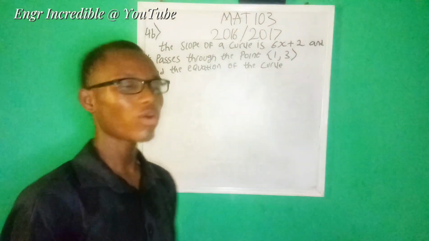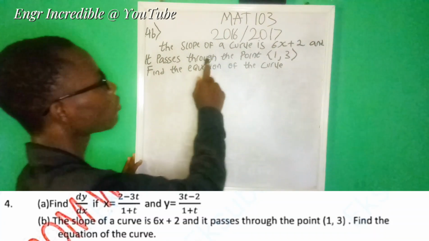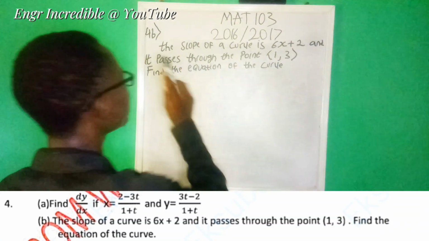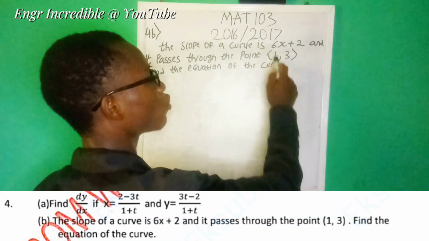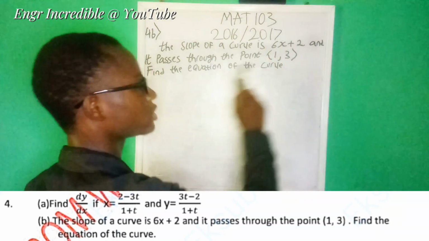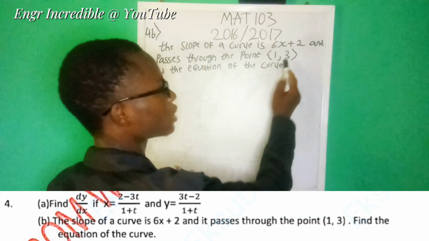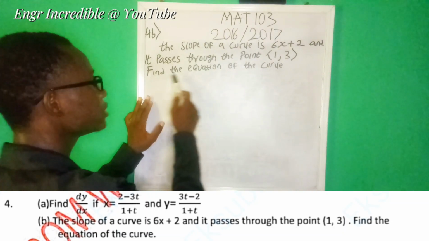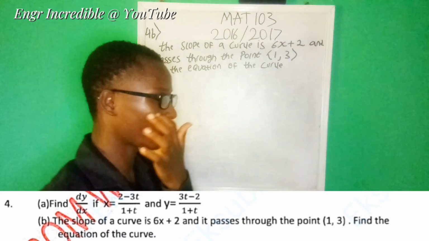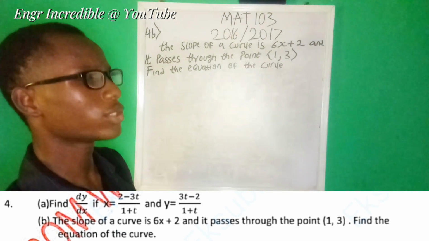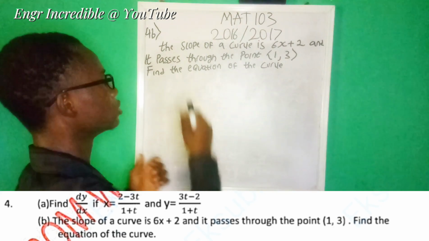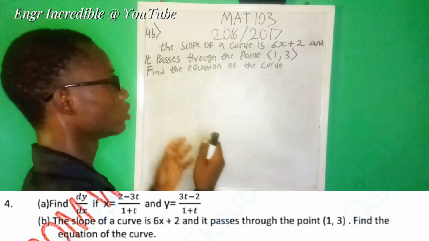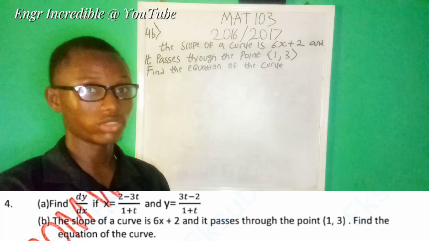So the question 4b says that the slope of a curve is 6x plus 2 and it passes through the point 1 and 3. That is, the point x is equals to 1 and y is equals to 3 in a graph. So find the equation of the curve. Now earlier we were told to find for the slope the tangent to the curve, which is like the slope. I'll use the equation to get the slope.